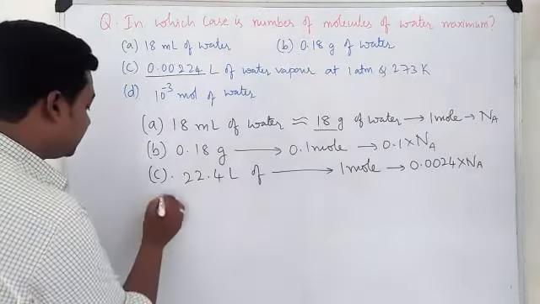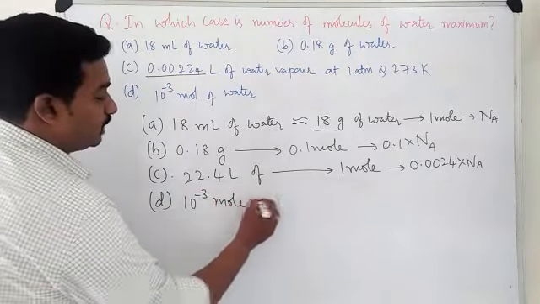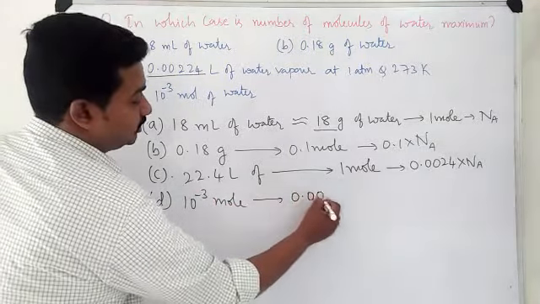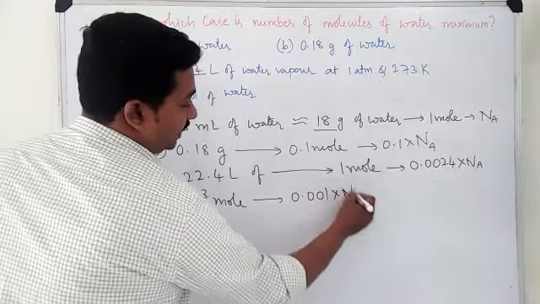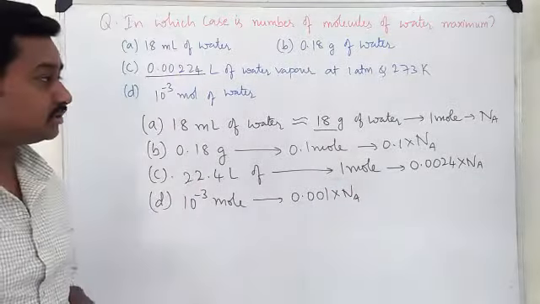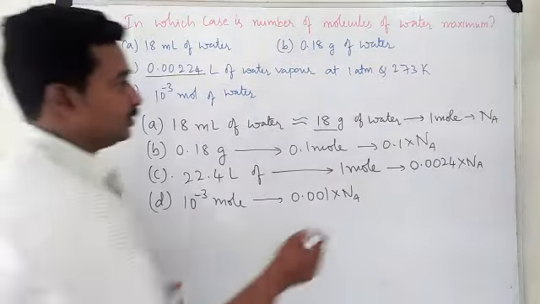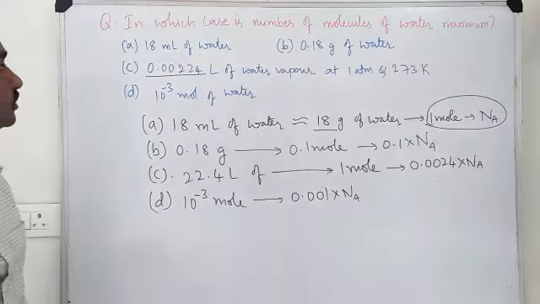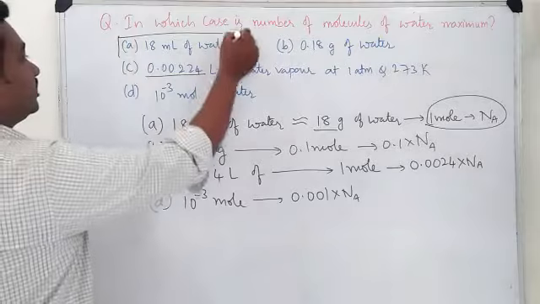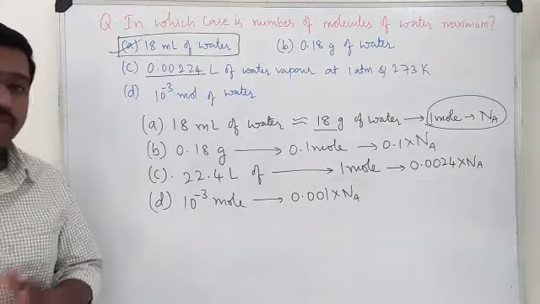Option D says 10 power minus 3 mole. 10 power minus 3 mole is 0.001 times Na, Avogadro's number. So out of all the four, which will be the highest number? It is obviously 1 mole. 1 mole is the highest among all four options. So the answer for this question is option A, 18 ml of water.